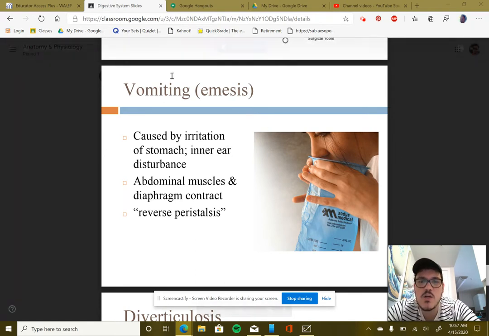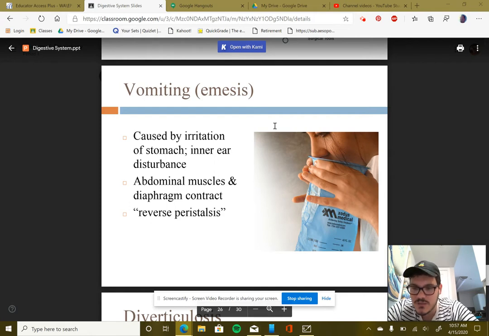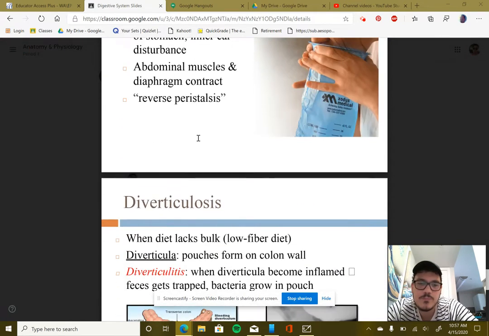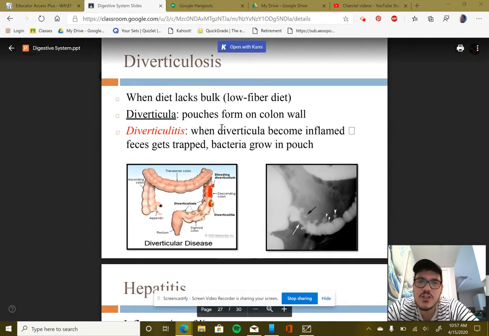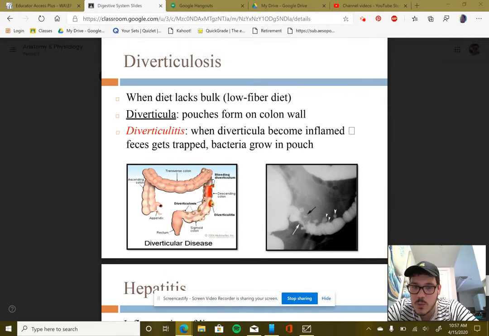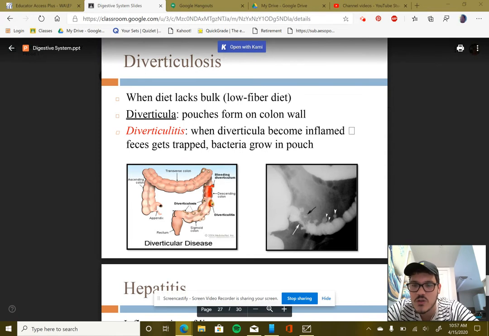All right, so here's where we left off. We were talking about emesis, also known as vomiting. We mentioned quite a bit about what can cause it. Next, we're going to talk about diverticulosis. Diverticulosis is a situation that affects the large intestine, especially the descending and sigmoid colon, as you can see in this picture here.